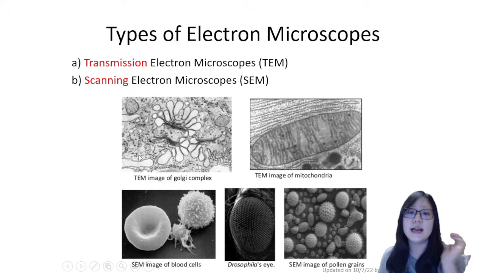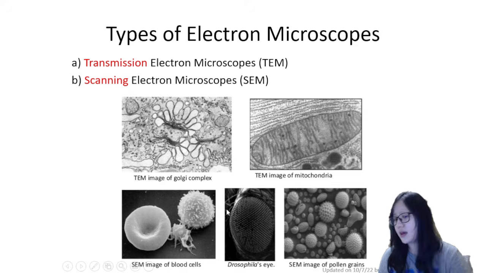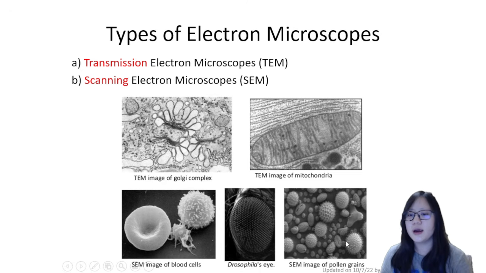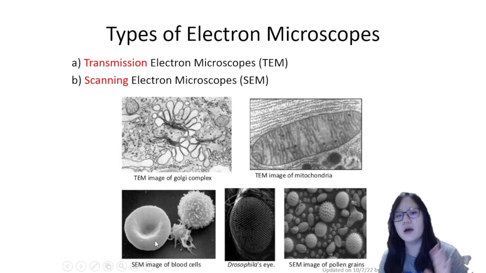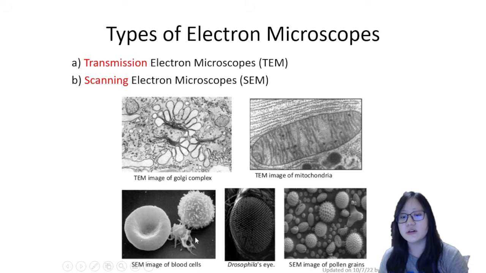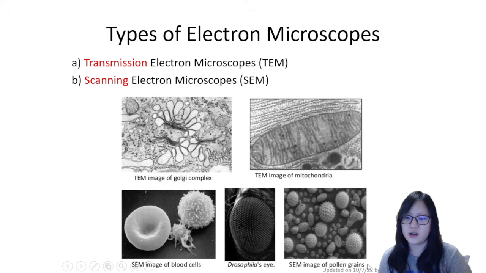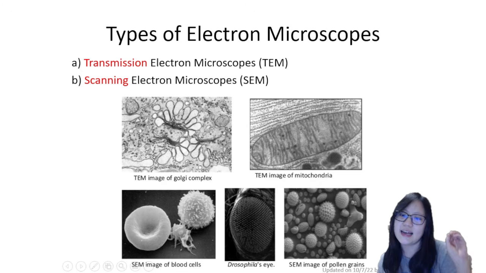Now, scanning electron microscopes, by the way, are built differently. Okay, they are built in a way that has a slightly lower magnification resolution, but to visualize the outside surface of objects. So like this is blood cells, this is Drosophila. Drosophila are fruit flies. Eye is a fly's eye. And these are pollen grains, not like powdery as you thought. It's kind of spiky, good for clinging to stuff.